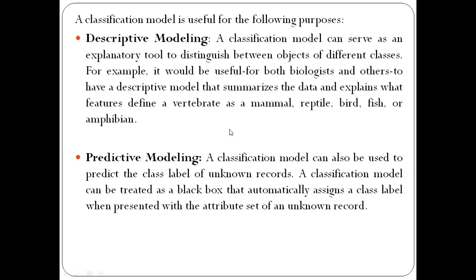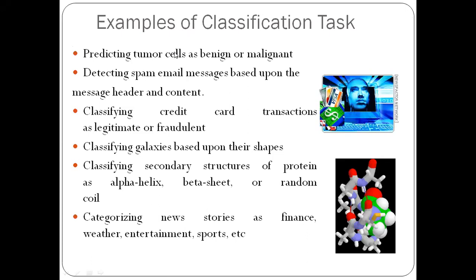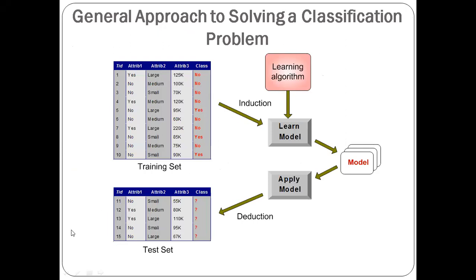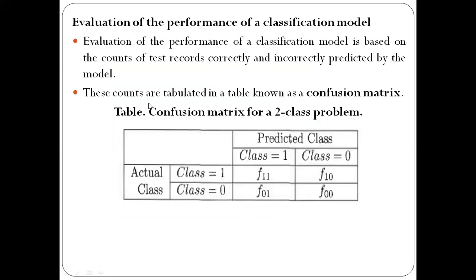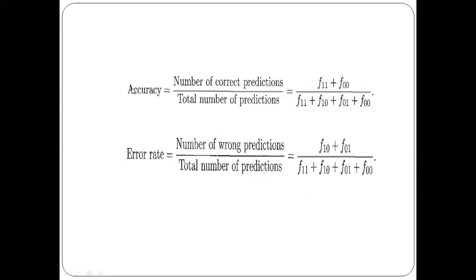One more thing is that I told you about the two purposes of using the classification model. One is for descriptive modeling and the second one is for predictive modeling. Apart from that, we have seen the applications of classification in the previous class. Then we have seen the general approach that we can use in order to solve a classification problem. And I also told you about the evaluation measures used for evaluating the performance of classification. One is the confusion matrix, and the other is the metrics, that is accuracy and error. So till this we have studied.